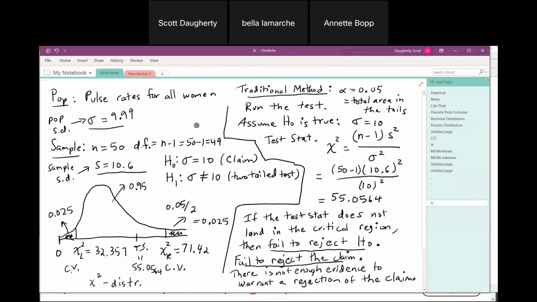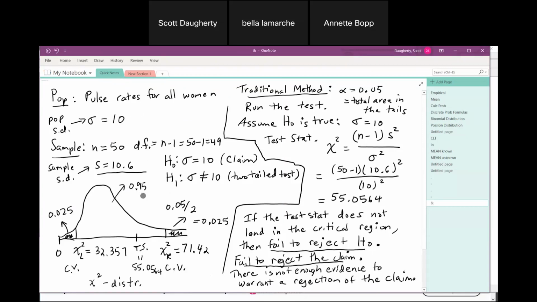So when someone claims a population parameter is equal to something, in terms of hypothesis testing, there's no conclusion that would ever say there's evidence to support the claim. The best outcome that you can have is that there's not enough evidence to reject the claim, to warrant a rejection of the claim. That's what happened here. So this is the best case scenario for someone that's claiming sigma is equal to 10. We can't reject your claim.